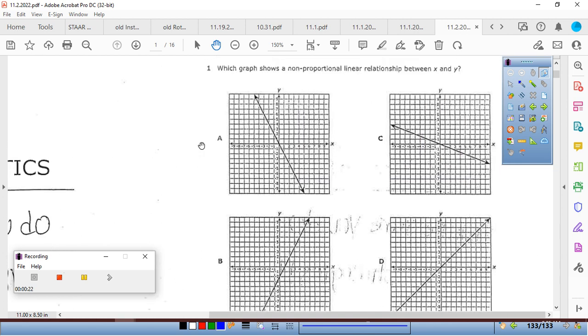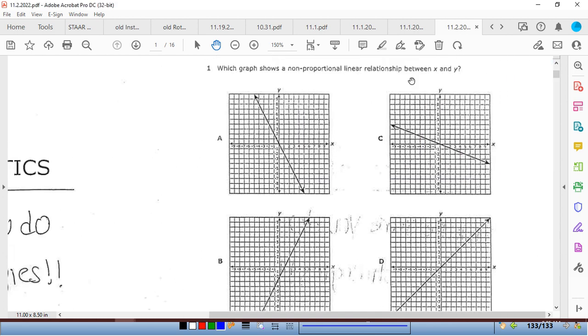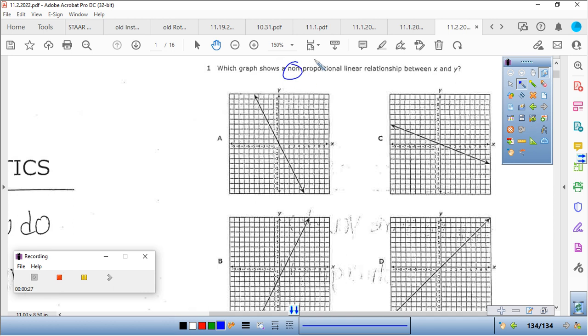Question number one is non-proportional. Non means not, and the O means origin. So which line does not go through the origin, which is B? The origin is right here in the middle, where they cross, 0, 0. B doesn't cross it, so that's the one we're looking for, the one that's not proportional.